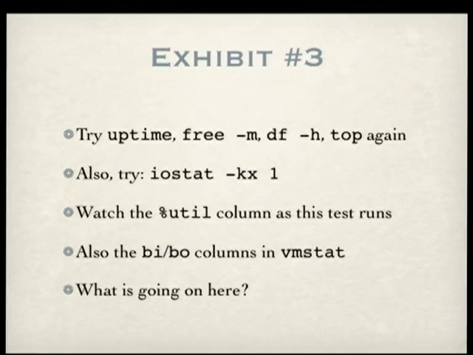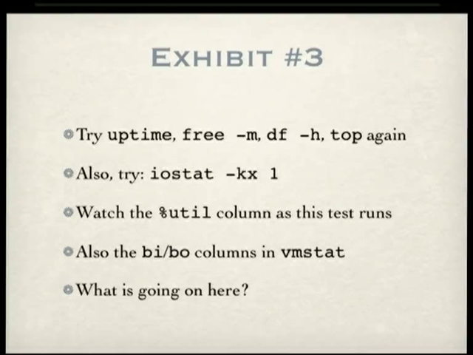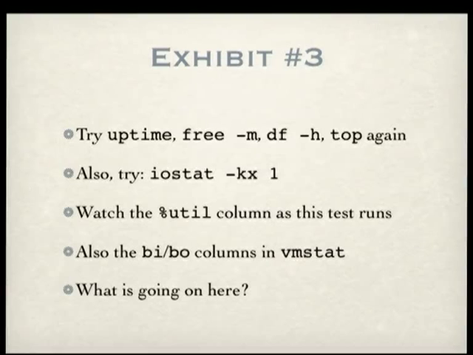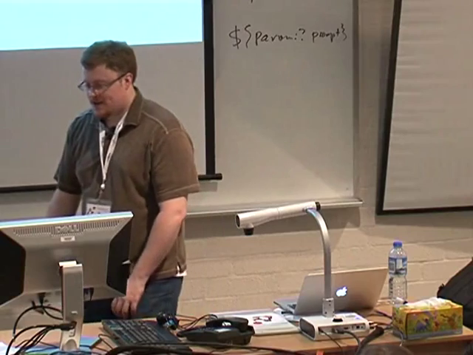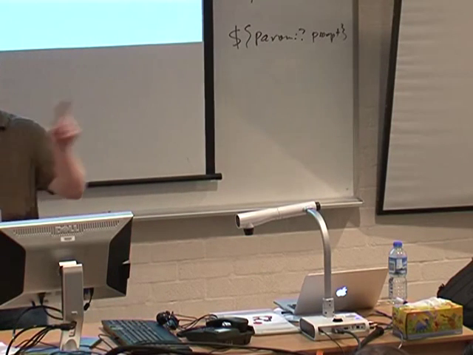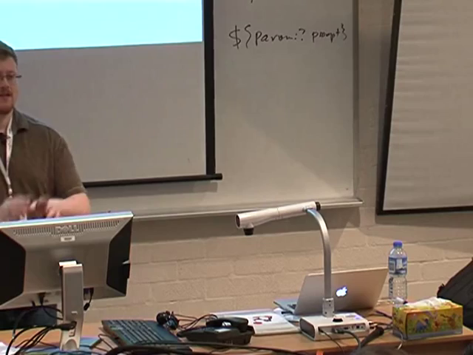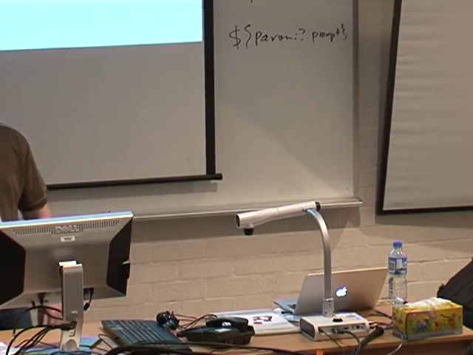So we're going to take a look now at another example here. I'm doing something else to the machine, less catastrophic this time. We hope. No promises. Try uptime, free, df, top. Take a look around. See if you can see anything. And then give this other command, this iostat -kx 1. Give that a shot. You might have to widen your terminal a bit if it wraps around, because it's a very, very verbose command.